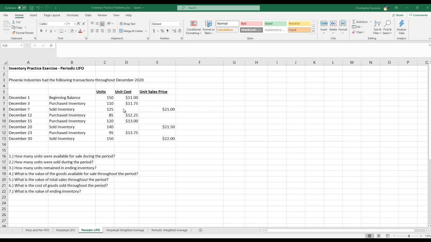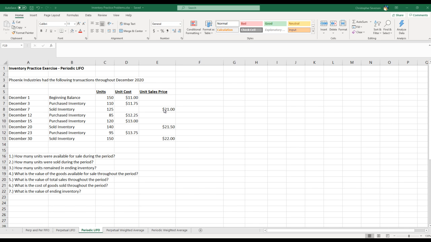Now, the reason is they can't possibly give you the cost of those units sold because that's part of the problem. We're trying to figure out, for example, for this 125 units sold, what the actual cost is. It's not going to be just 11 or just 11.75 or any of these other numbers necessarily. We need 125 units. We need to figure out which cost per unit do we pull them from. We only have so many units at $11, so many units at $11.75, so we need to figure out what order we're going to go in.